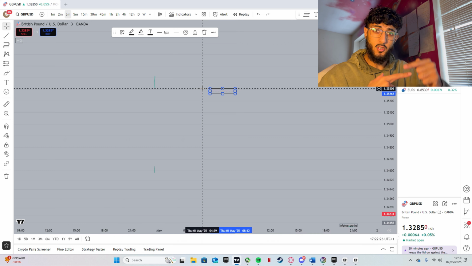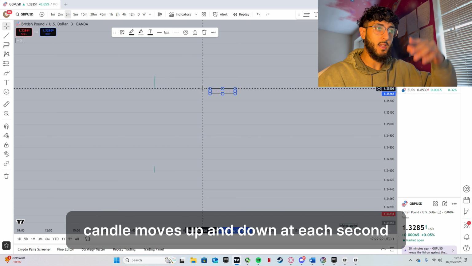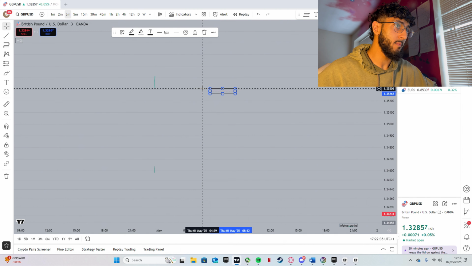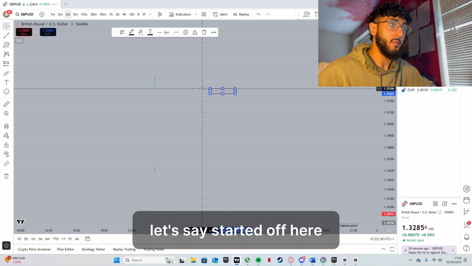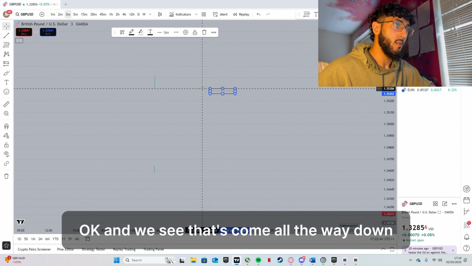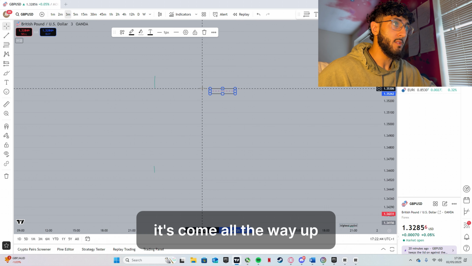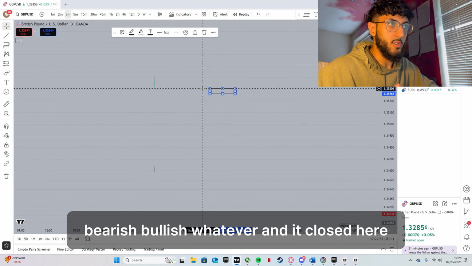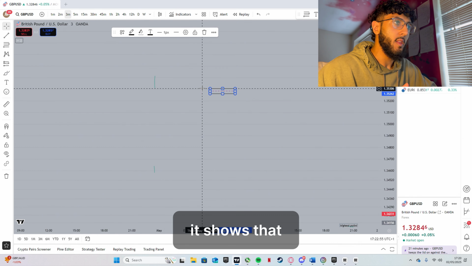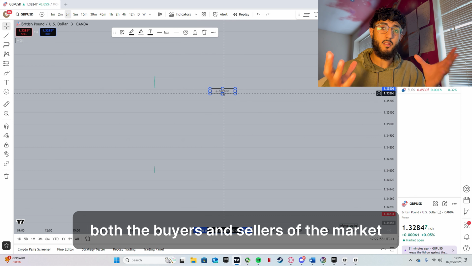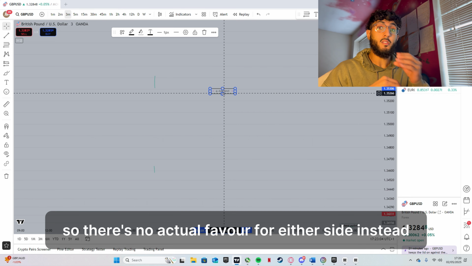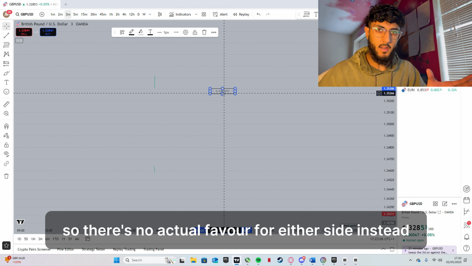Obviously when a candle's forming, we saw previously, the candle moves up and down at each second. So if I have my candle here, let's say it started off here, okay, and we see it's come all the way down, it's come all the way up, so it's coming down, we're now bearish, but the time hasn't ended for the candle to close, and it's gone up, that's bullish, bearish, bullish, whatever, and it closed here. It shows that both the buyers and sellers of the market are fighting against each other, and they're both equal. So there's no actual favor for either side.